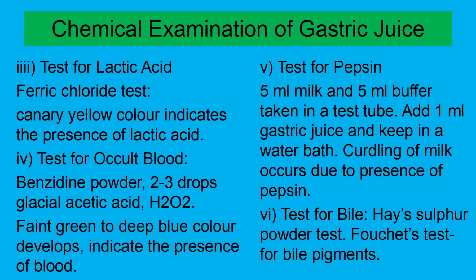So if the sulfur powder sinks to the bottom, it indicates the presence of bile salt. Then the presence of bile salt in gastric juice can also be detected with the help of bile pigments, like Gmelin's test or Fouchet's test. You can perform Gmelin's and Fouchet's tests to detect the presence of bile pigments. These are the chemical examinations, that is, the qualitative tests we can do to examine the gastric juice.